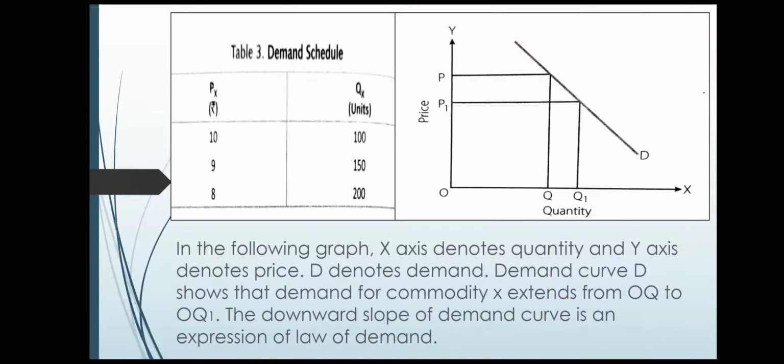So over here there is this description. In the following graph, x-axis denotes quantity and y-axis denotes price. D denotes demand. Demand curve D shows that demand for commodity X extends from OQ to OQ1. The downward slope of demand curve is an expression of law of demand. So this downward sloping demand curve shows that there is an inverse relationship between price and quantity demanded. This is what law of demand states.